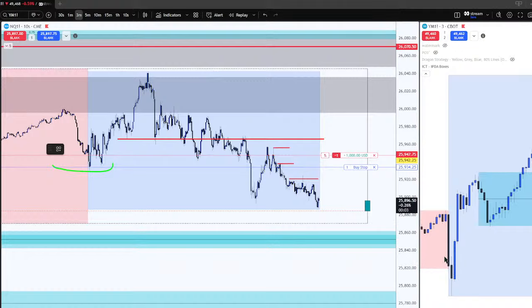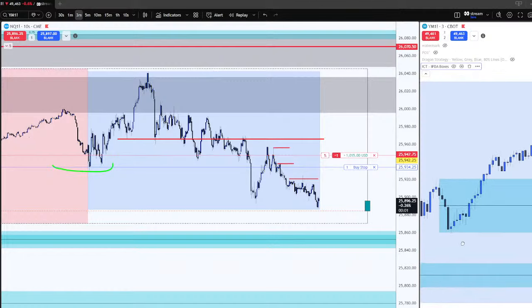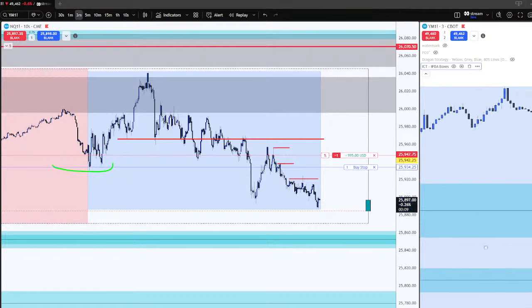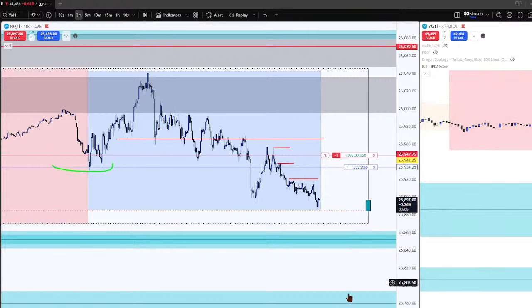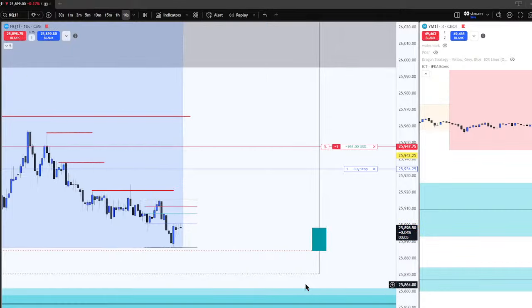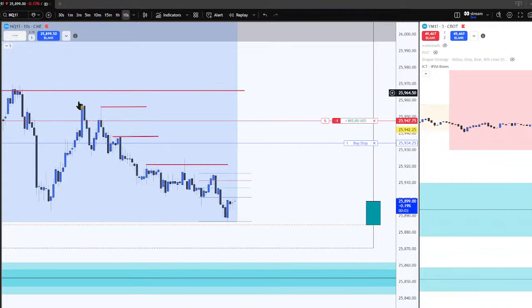So YM needs to come all the way down to there once it breaks that strong low. Probably going to add on to Nasdaq here on this retracement up here. If it gets back up and does another 80% off of this area here. Actually, it doesn't need to even go that far. I'm going to add on to this trade right now.